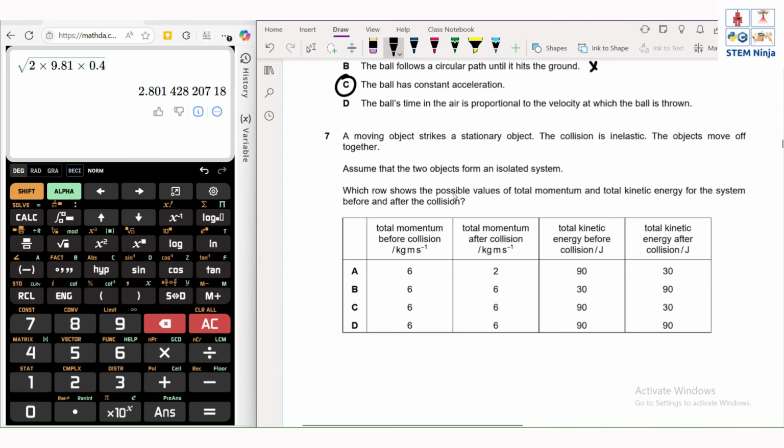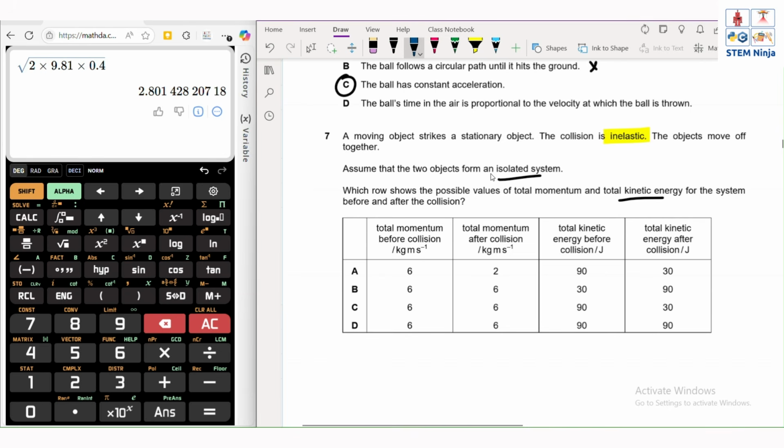A moving object strikes a stationary object. Collision is inelastic. The objects move off together. Assume that the two objects form an isolated system. That means we can apply the conservation of momentum over here. Which row shows the possible values of the total momentum and total kinetic energy for the system before and after the collision? Okay, so they have said that this is inelastic.